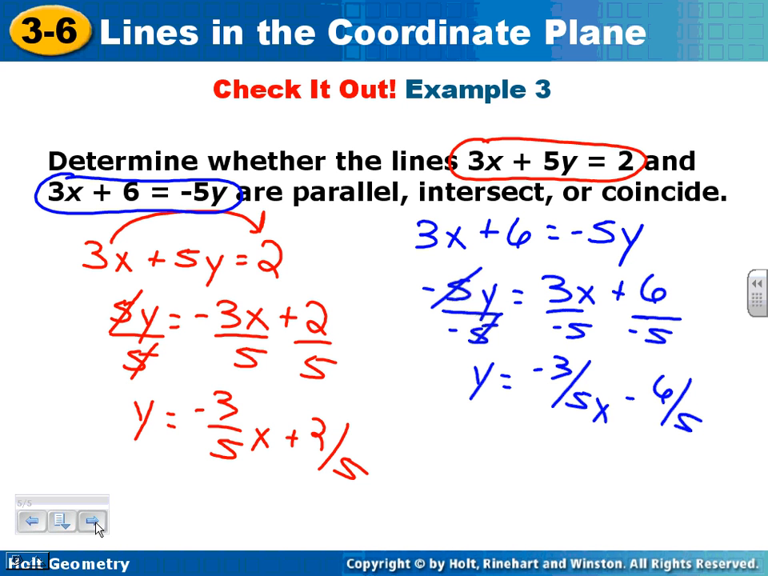And compare those two answers. Notice that your slopes are the same, but your y-intercepts are different. That means your answer in this problem would be parallel. The lines would be parallel because you have the same slopes and different y-intercepts.